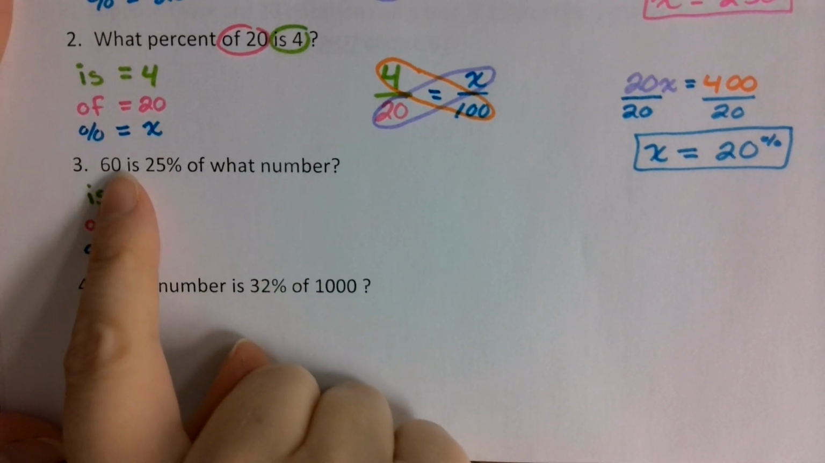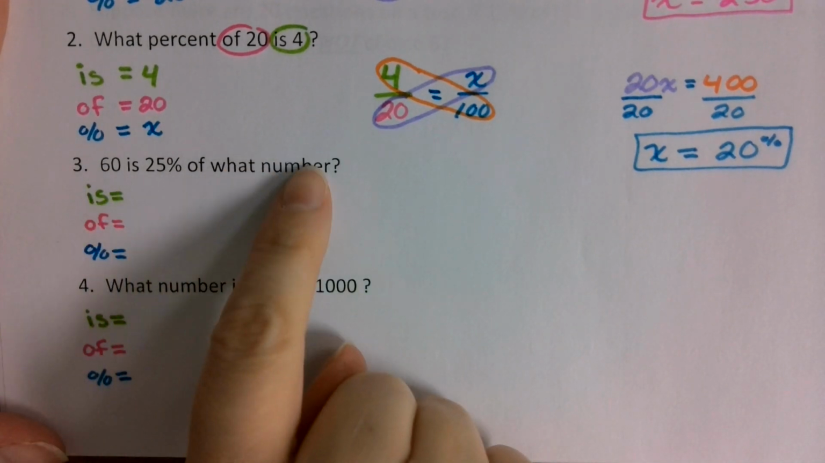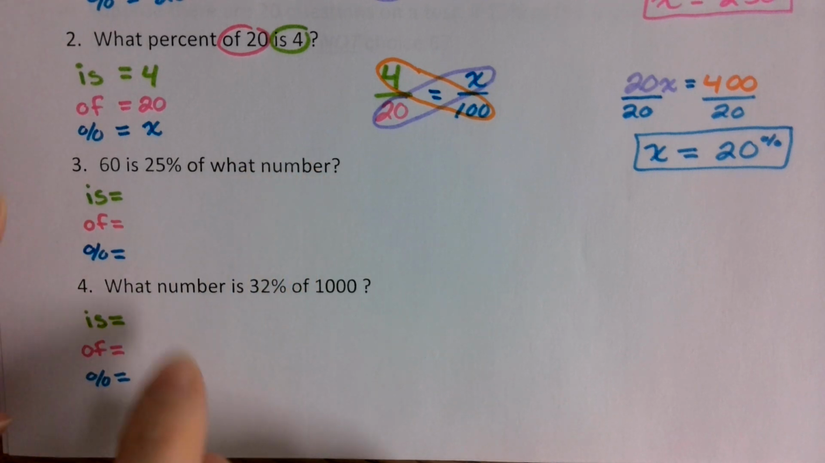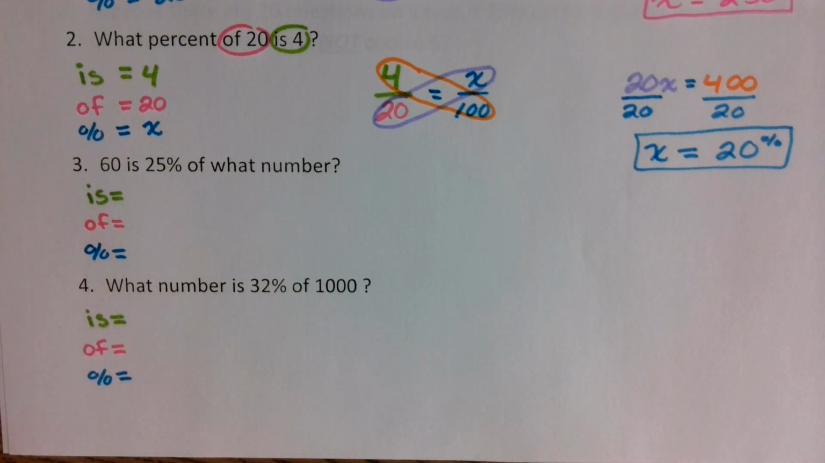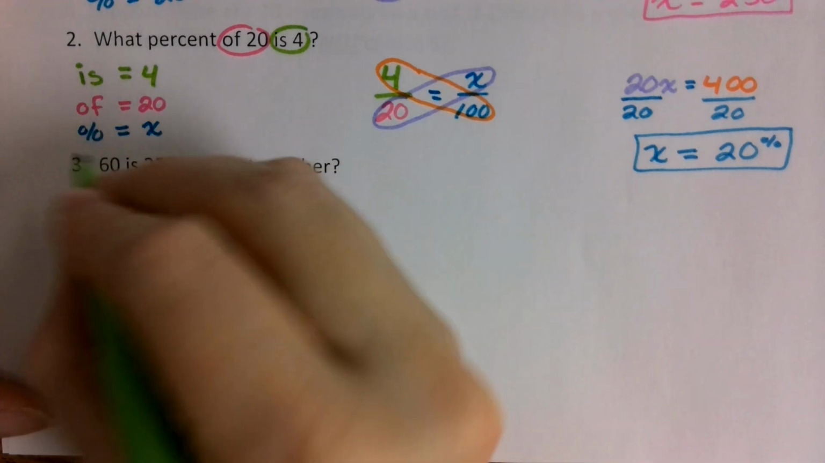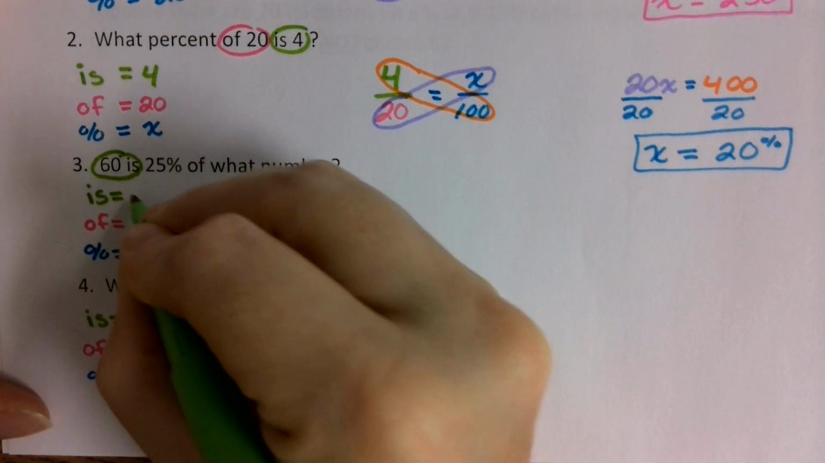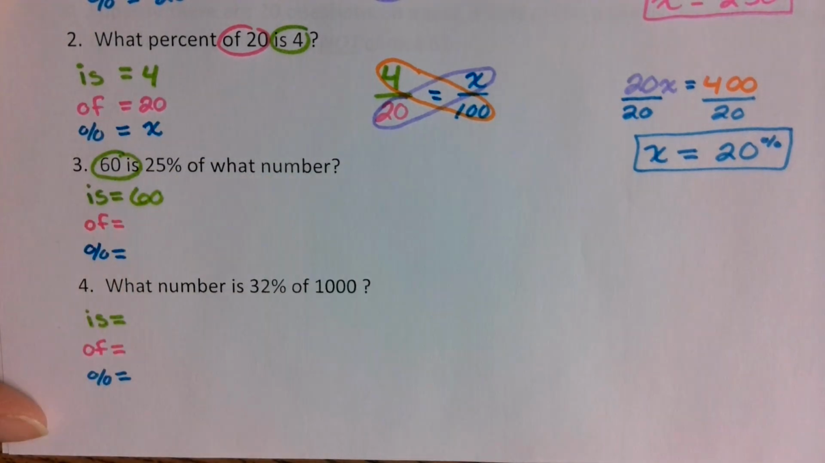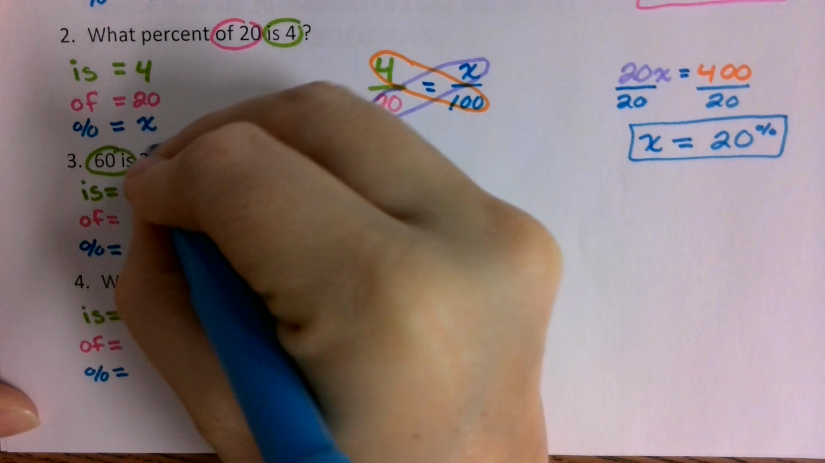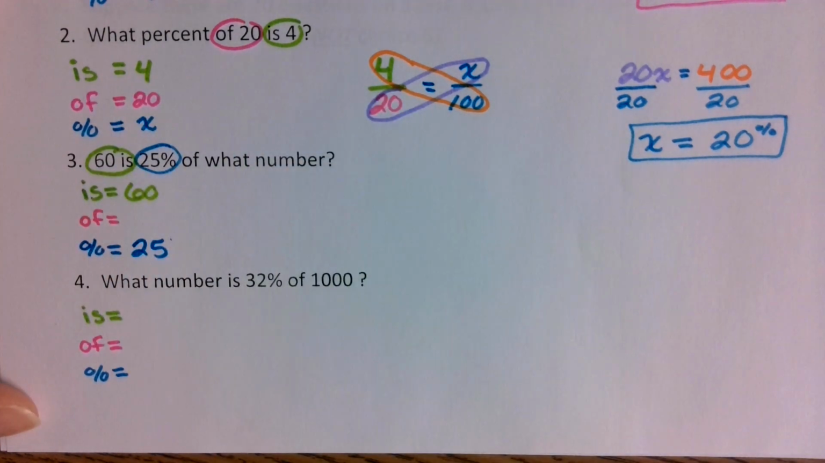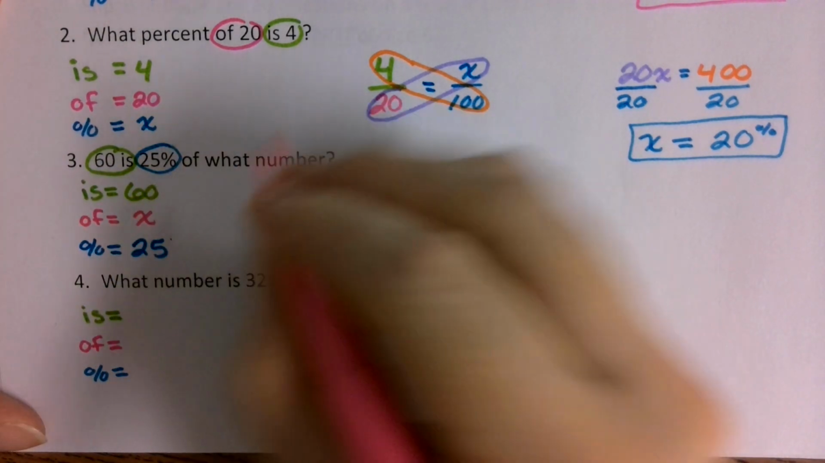So we have 60 is 25% of what number? So 60, what kind of value is 60? Is it an is, an of, or a percent? Isaiah? An is. Good. 60 is an is value. What about 25? Is that an of or a percent? Camille? Percent. Very good. So that means that our of is the value that's missing. That's going to be our x.